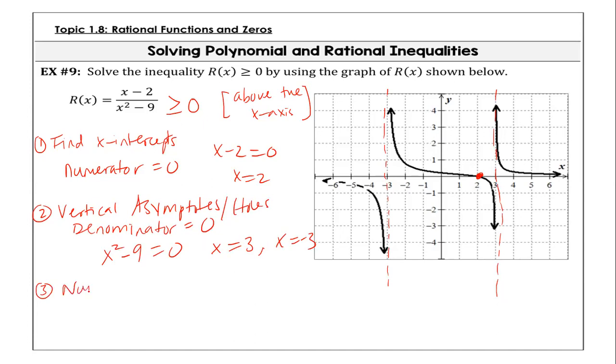Third is to make our number line. So we're going to create a number line to analyze. On this number line, that's where you put your intercepts, your asymptotes, or your holes, whichever one you may have. So we go from negative 3 to 2 to positive 3.